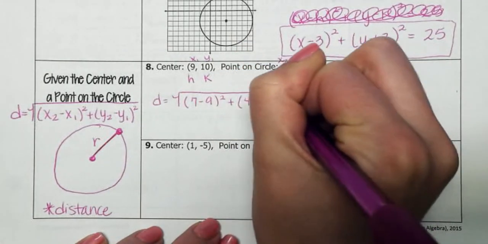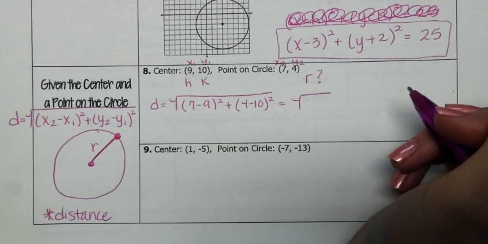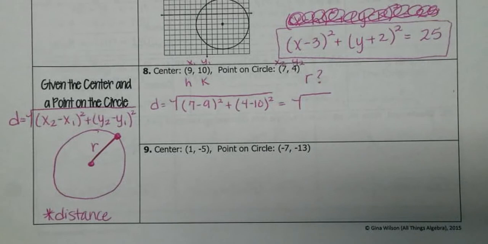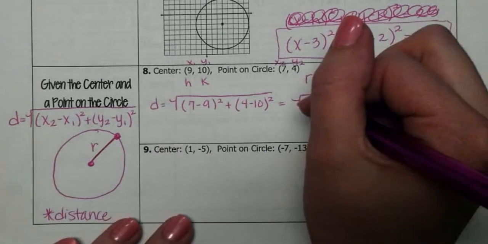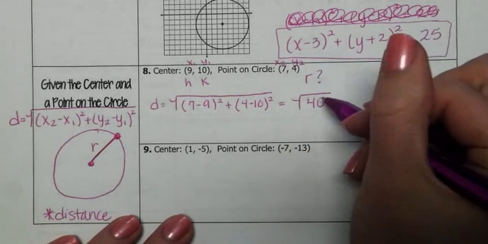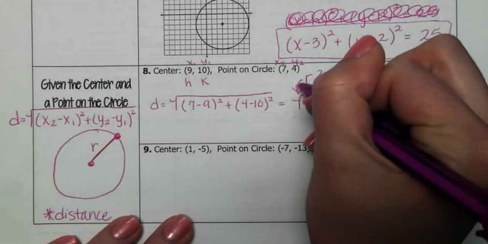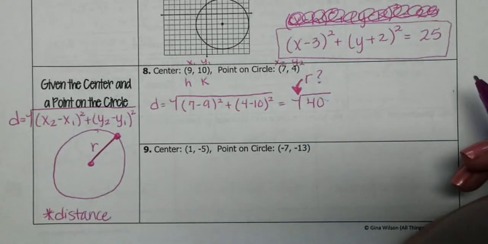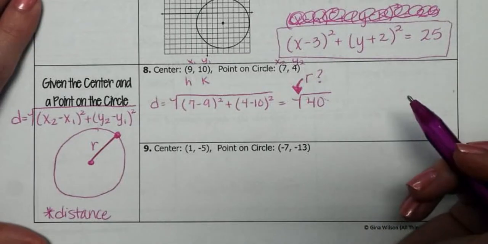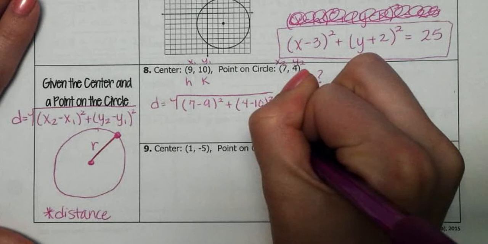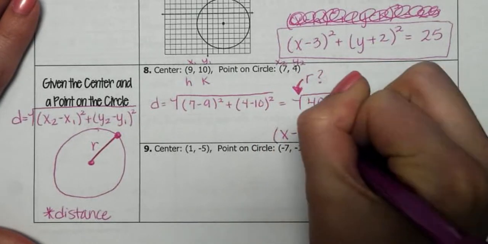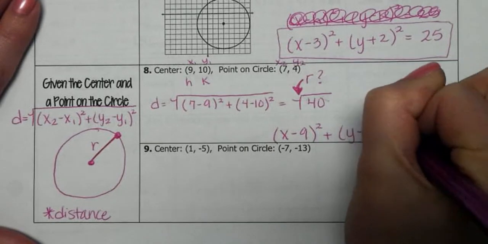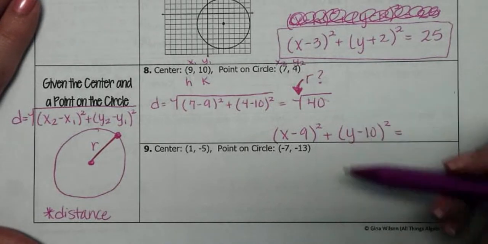I've taught you how to do this. Remember, do not plug in your square root into your calculator. All I want you to do is 7 minus 9 squared plus 4 minus 10 squared. That will give me the square root of 40. This is my radius. So now I have enough information: I have h, k, and my radius. Now I can write my equation: x minus 9 squared plus y minus 10 squared equals, if I square the square root of 40, it just becomes 40.